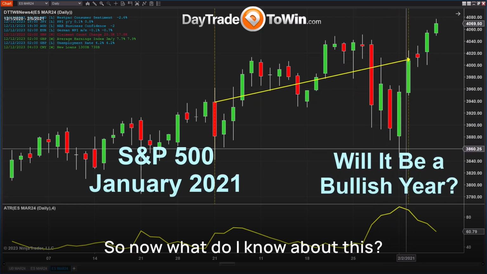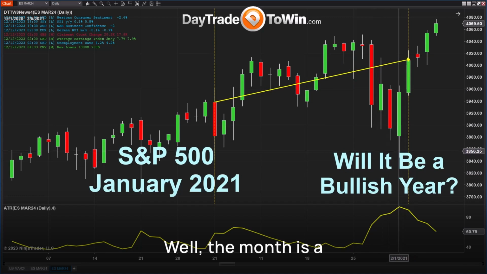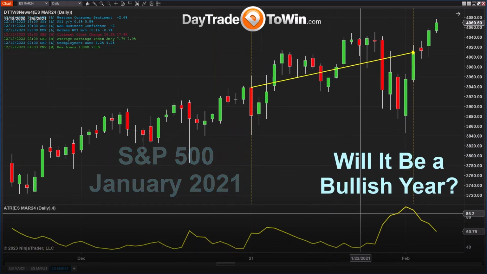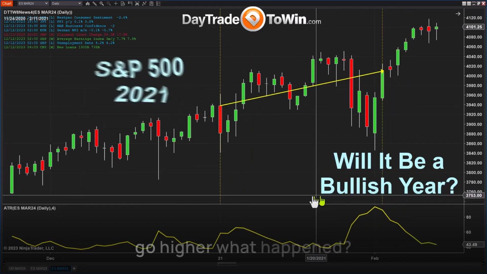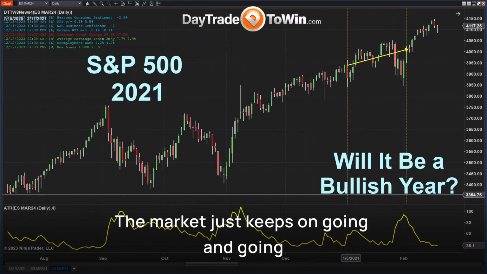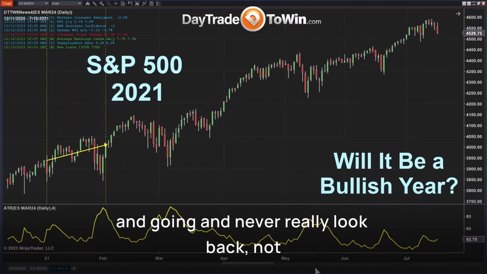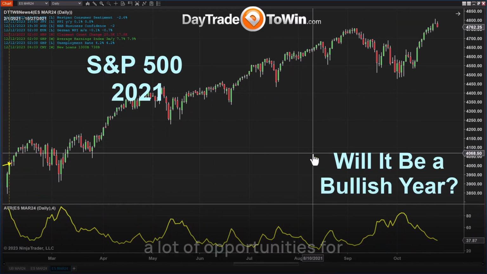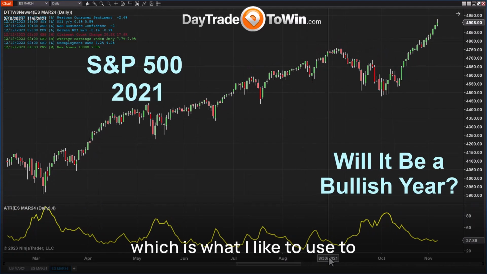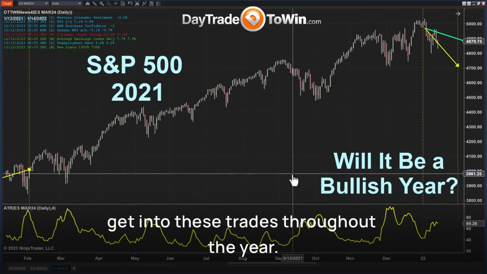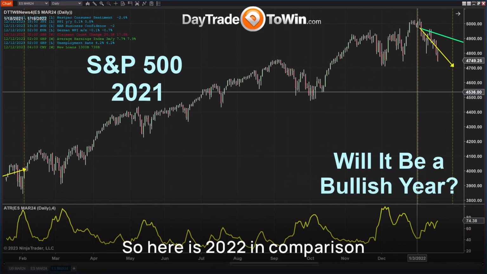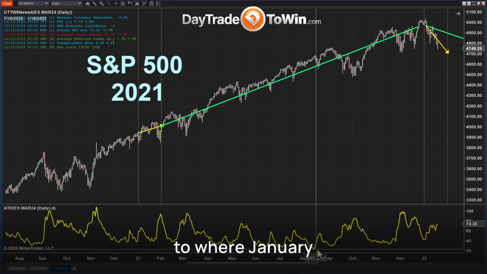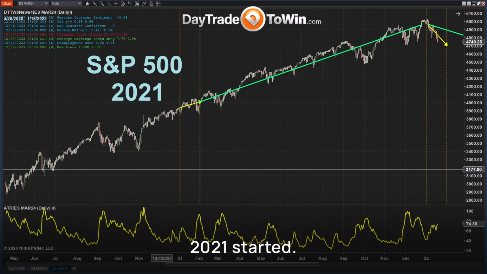So now, what do I know about this? Well, the month is a higher close than open. So January closed higher than where it opened. That means the market's going to go higher. And what happened? The market just keeps on going and going and going and never really looked back. Not a lot of opportunities for pullbacks and retracements, which is what I like to use to get into these trades throughout the year. So here is 2022 in comparison to where January 2021 started.